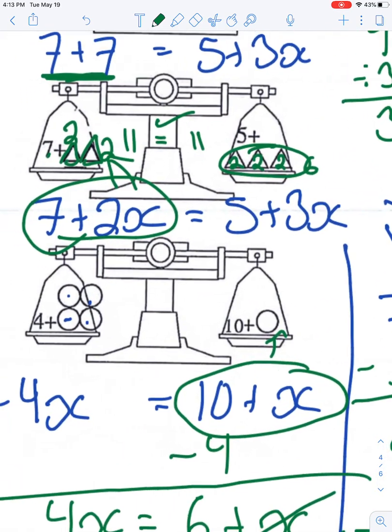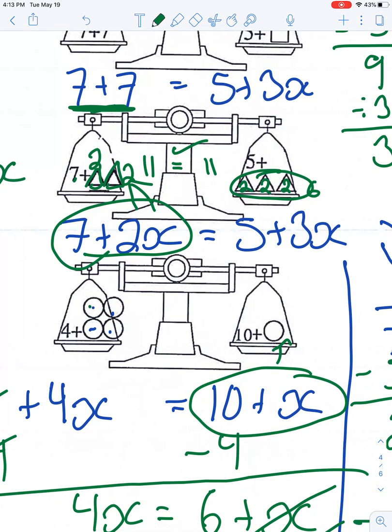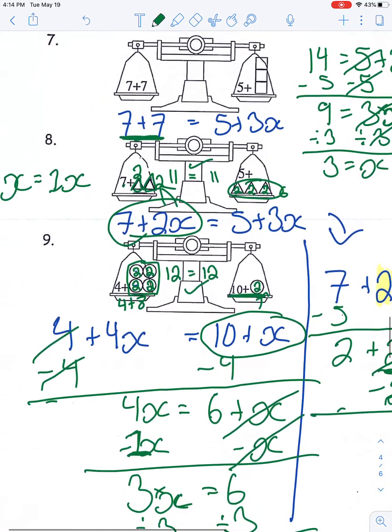So I'm going to go, 2, this is 2, this is 2, this is 2, this is 2, and this is 2. Okay, so let's do our math. So here we have 2 times 4, which is 8, 4 plus 8, and then here I have 10 plus 2, right? Okay, so 4 plus 8 is 12. Is that equal to 10 plus 2, which is 12? Woohoo! They are balanced.